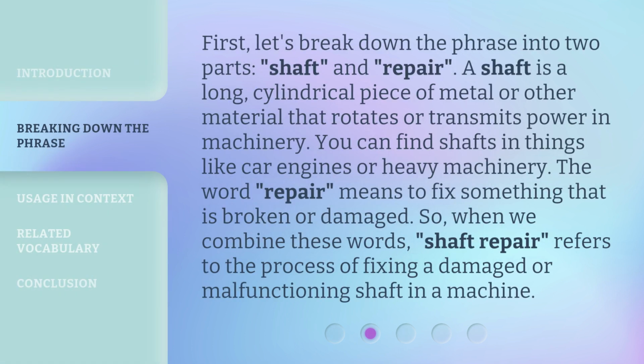First, let's break down the phrase into two parts, shaft and repair. A shaft is a long, cylindrical piece of metal or other material that rotates or transmits power in machinery. You can find shafts in things like car engines or heavy machinery. The word repair means to fix something that is broken or damaged. So, when we combine these words, shaft repair refers to the process of fixing a damaged or malfunctioning shaft in a machine.